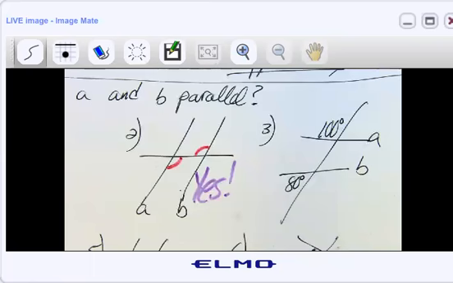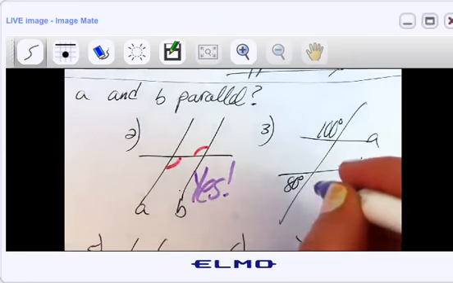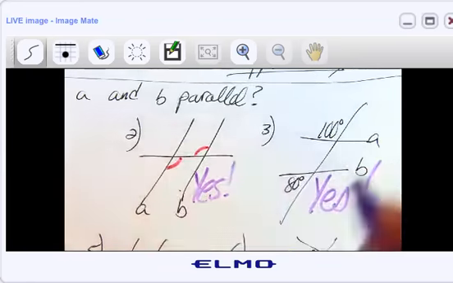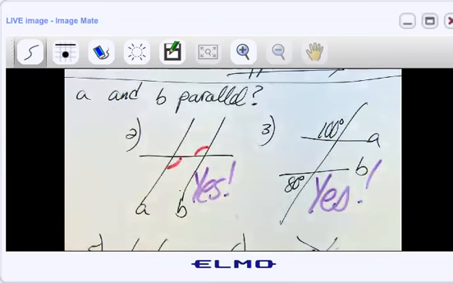All right, do I have a volunteer for this one? Number 3? Kaya. Go ahead. She says yes. Yes, because these 2 are what? Yes, same side exteriors. And if I look at that list, same side exteriors are supposed to be supplementary if the lines are going to be parallel. And what do you know? 100 plus 80 is 180. So yes, I have same side exteriors being supplementary. And that's one of the 5 things that I could use. So I'm going to go with a yes.